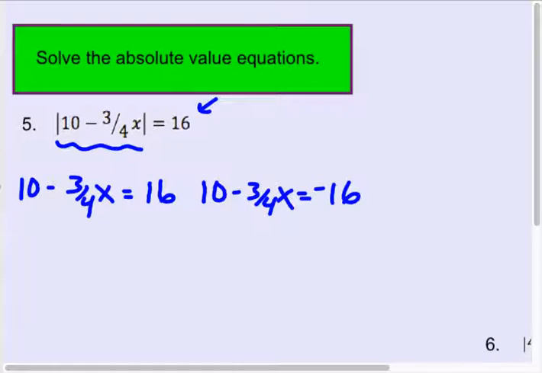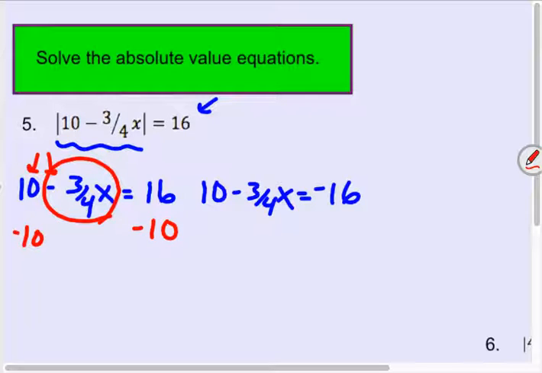Bring that over there. Okay. I got this negative 3/4 x, so I'm going to get rid of the 10. Now I see the subtraction here, and some people think, well, I got to subtract 10 from both sides. This 10 is positive, so I do subtract 10 from both sides because it's positive 10. Negative 3/4 x equals 16 and negative 10 is basically 6.